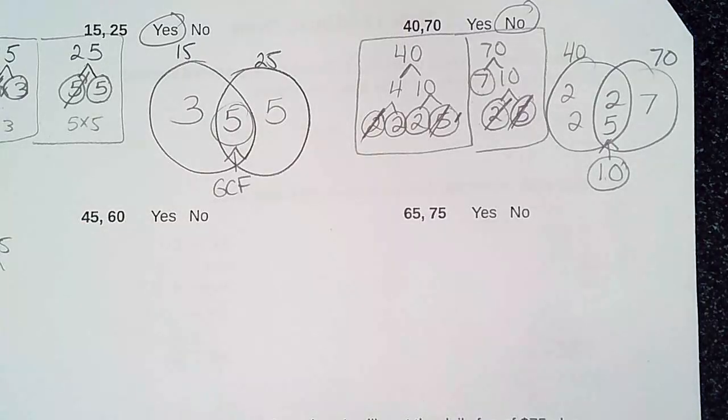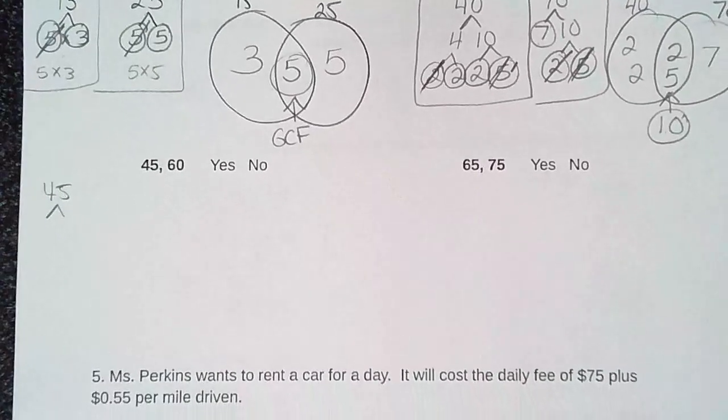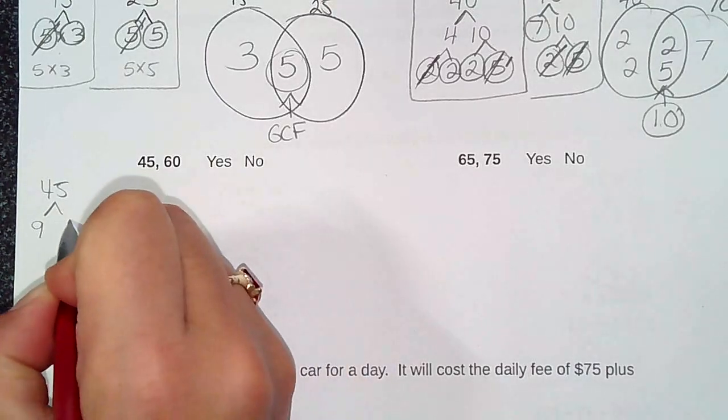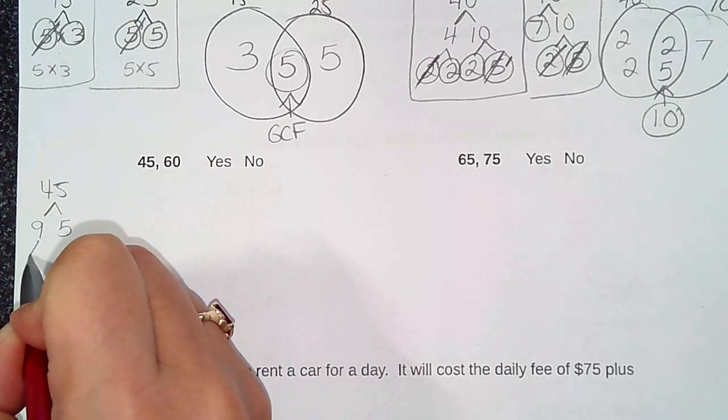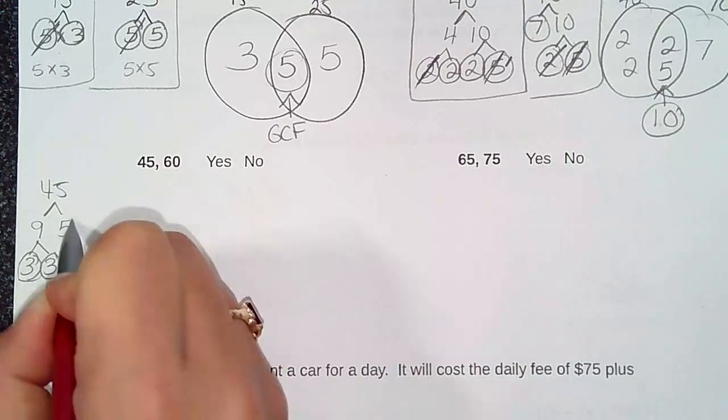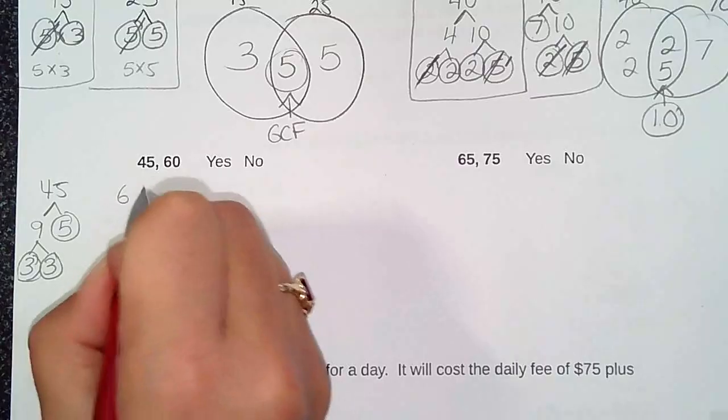All right, 45 and 60. I'm going to have to finish this one and then start a new video. 45 is 9 times 5. 9 is not prime. It is 3 times 3. 3 is prime though, and 5 is prime.